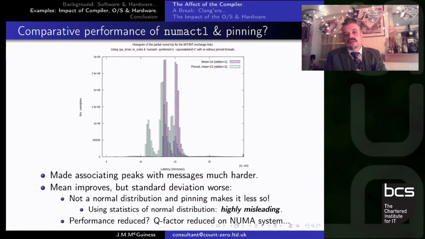Well, statistics of a normal distribution can be highly misleading because remember, this is not a normal distribution. I can't have negative latencies. It must be some kind of Poisson distribution because it doesn't go negative. So to use standard deviations for this can be very misleading. Also, the Q factor, the standard deviation, reduced with pinning. So our statistics got poorer. Interesting.